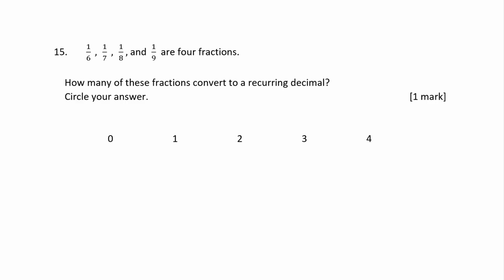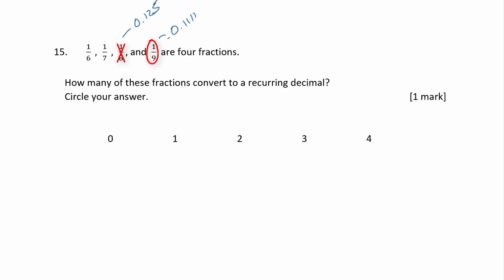Okay, question 15. 1/6, 1/7, 1/8, and 1/9 are 4 fractions. How many of these fractions convert to a recurring decimal? Circle your answer. Well, I know some of these straight off. I know that 1/8 is 0.125, so that one doesn't. I also remember that 1/9 is 0.111 recurring, so that one does.